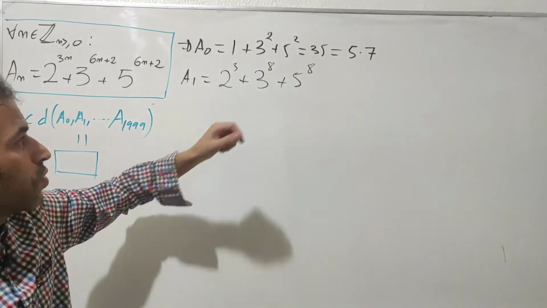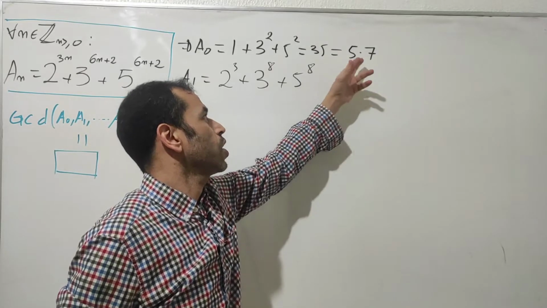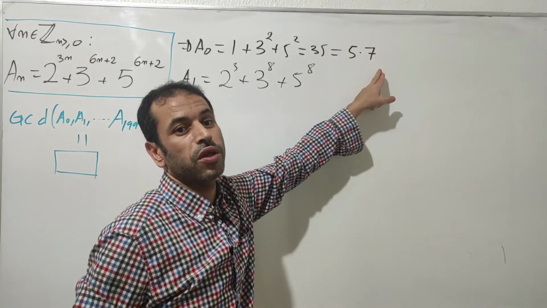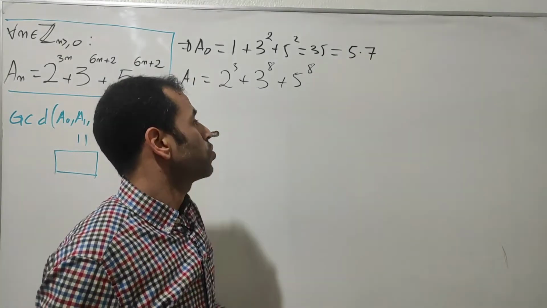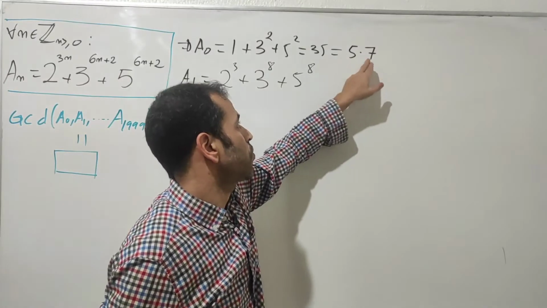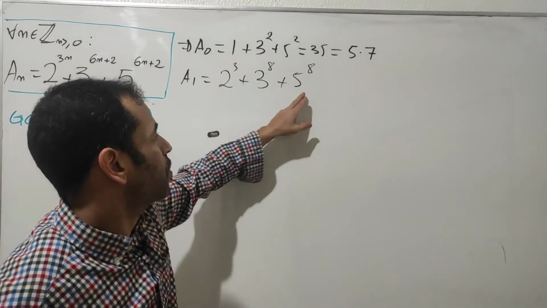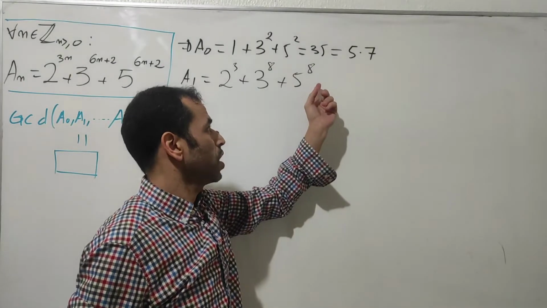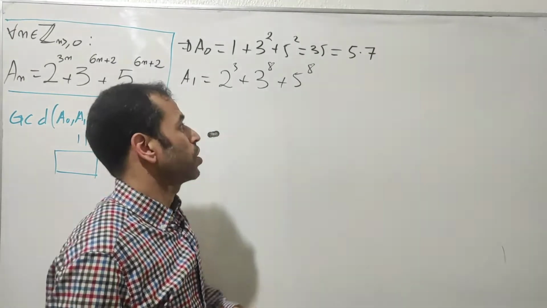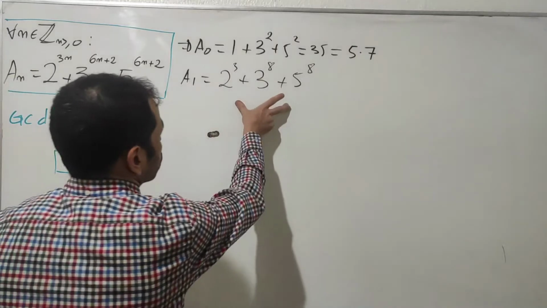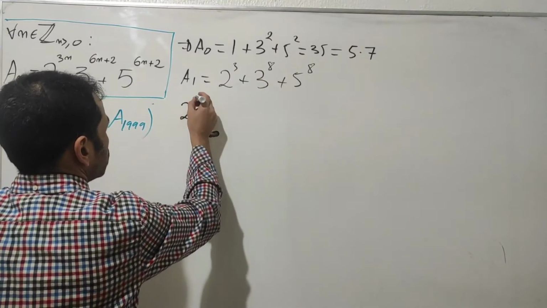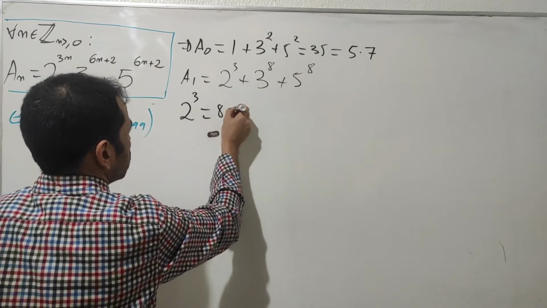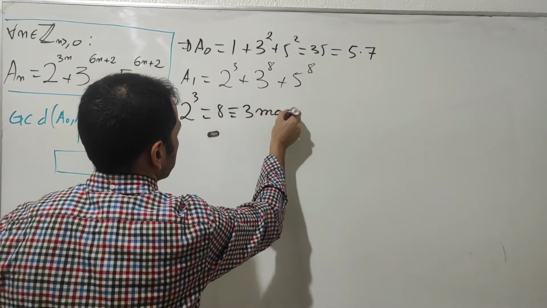Let's reduce this to mod 5. For sure we will have some relationship between the first case and the second case. Since we have the product 5 and 7, we are going to try mod 5 and mod 7 and decide which one is going to be the GCD. Reducing this to mod 5, I see 2 to the 3, which equals 8, is the same as 3 mod 5.